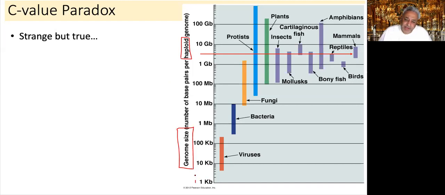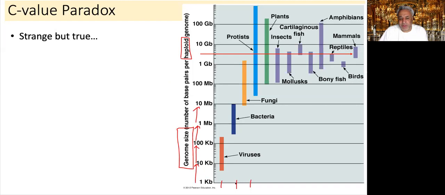So the distance between here and here is 1,000. The distance between here and here is 100,000. And the difference between here and here is 1 million, and then 10 million, right? So this is a logarithmic scale. So remember that. And then on the x-axis at the bottom, we just have bars corresponding to different types of creatures on the planet, right?